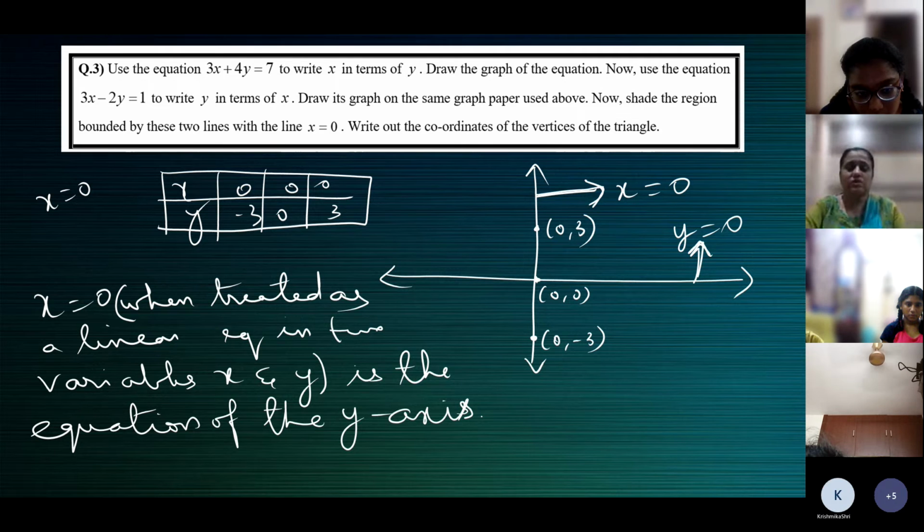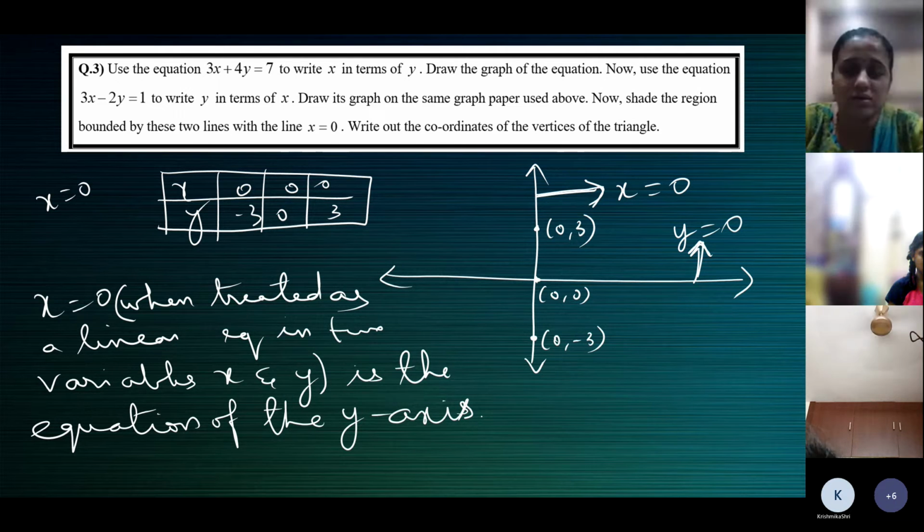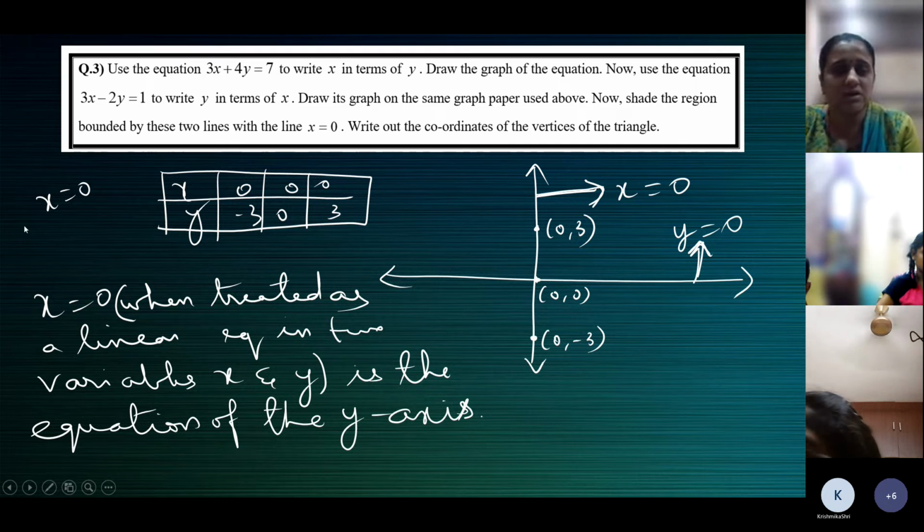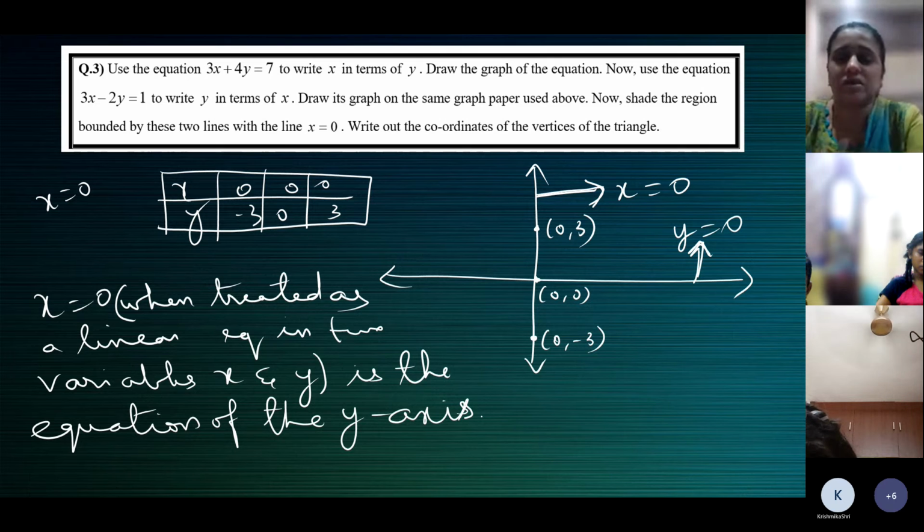All right. So now, we'll just continue to understand what is y is equal to 0, though it is not needed now. But since you now understood the equation of the y-axis, we'll understand the equation of the x-axis also. I'll clear the slide.